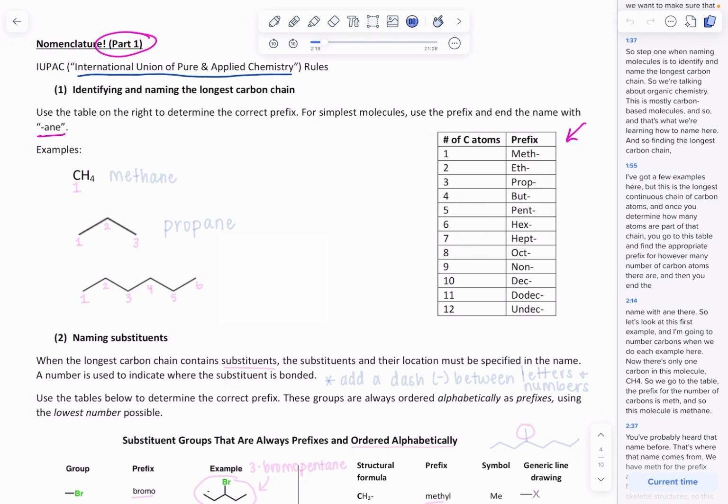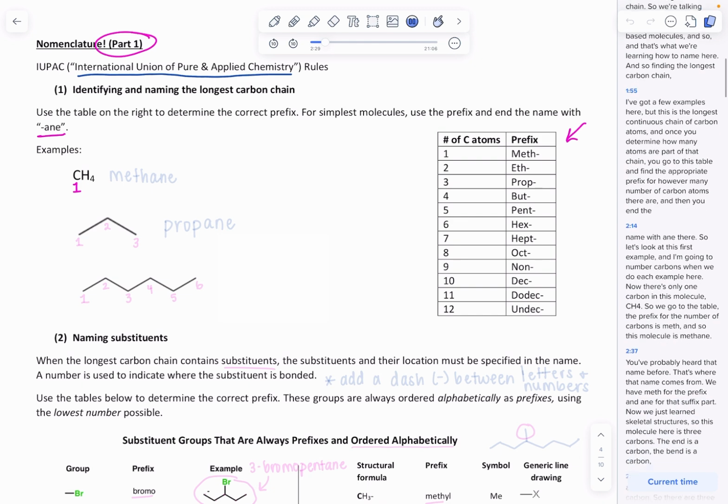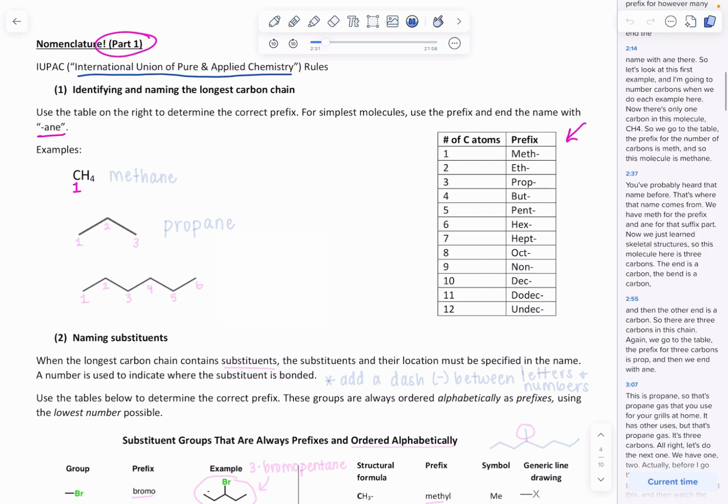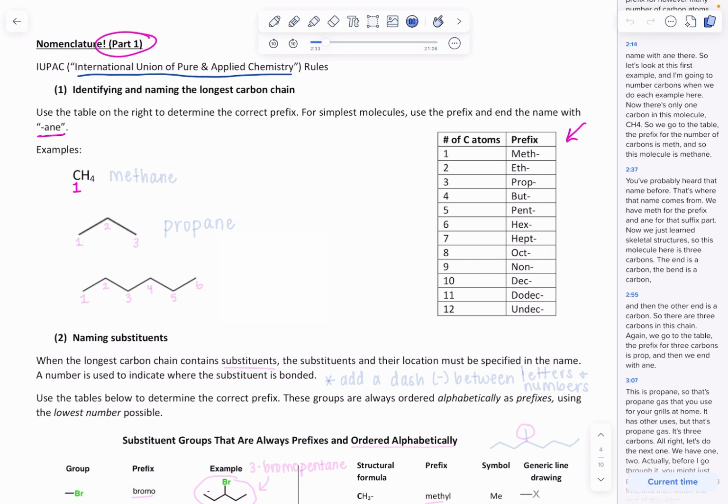So let's look at this first example, and I'm going to number carbons when we do each example here. Now there's only one carbon in this molecule, CH4. So we go to the table, the prefix for the number of carbons is meth, and so this molecule is methane. You've probably heard that name before. That's where that name comes from. We have meth for the prefix and ane for that suffix part.